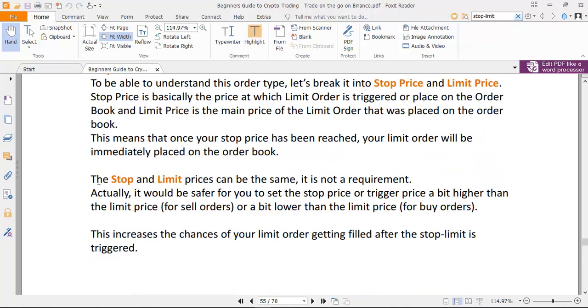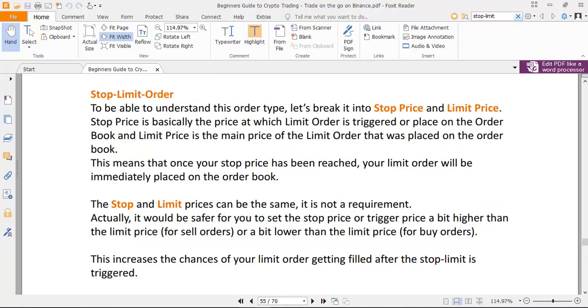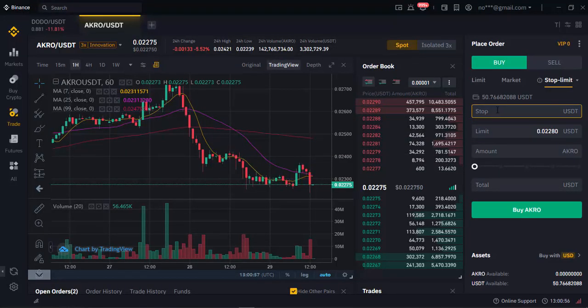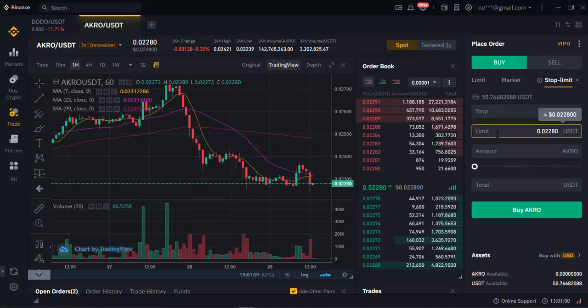Alright? Then the stop and limit prices can be the same. Now let me show you. This is the fixed price. This is the stop price. And then this is the limit price. You can call this stop price the trigger price. It's just as if, okay, when you get here, buy at here. When you get to this price, buy at this price. I hope you understand it.